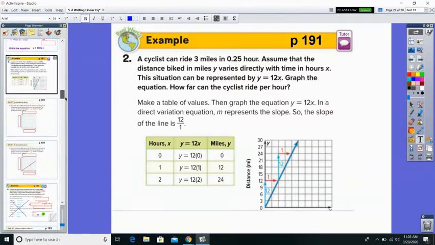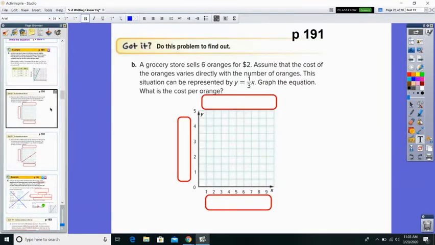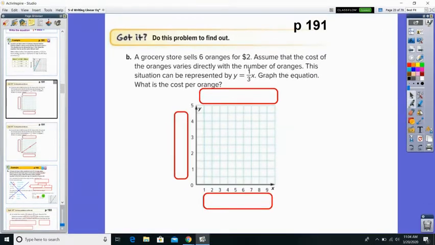Let's look at the next example together. I'd rather do the examples that we can do together, so I'm not on here talking for a longer period of time than I need to be. A grocery store sells 6 oranges for $2. So I'm going to go ahead and underline that information. Assume that the cost of the oranges varies directly with the number of oranges. This situation can be represented by y equals 1/3 x.